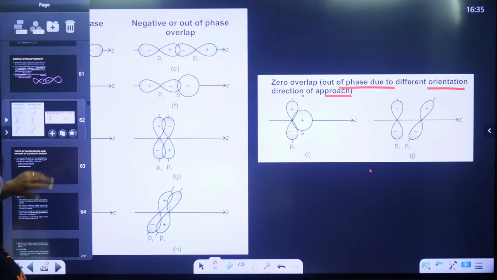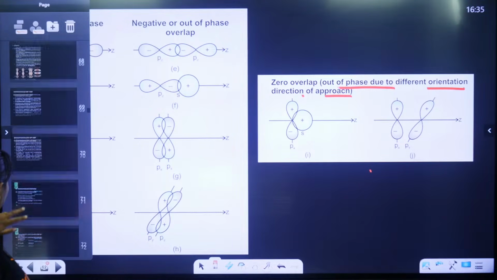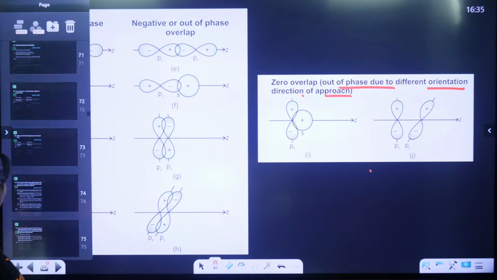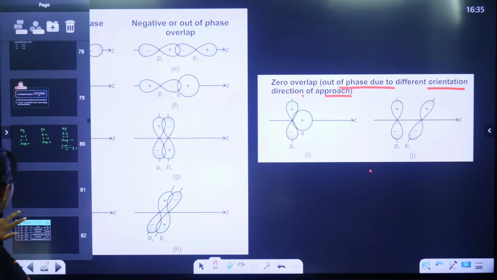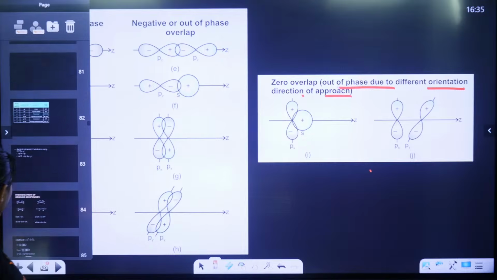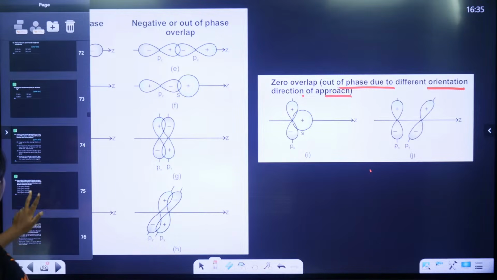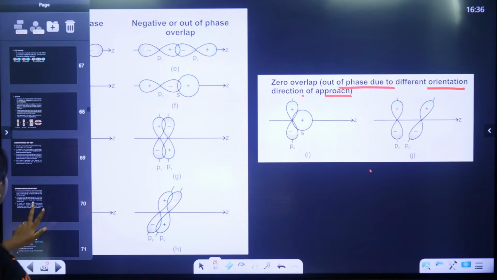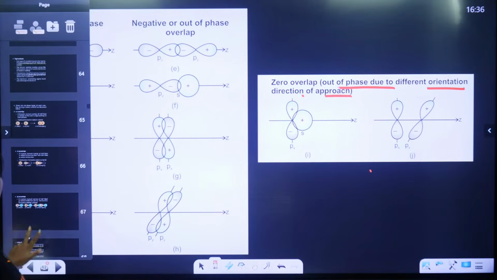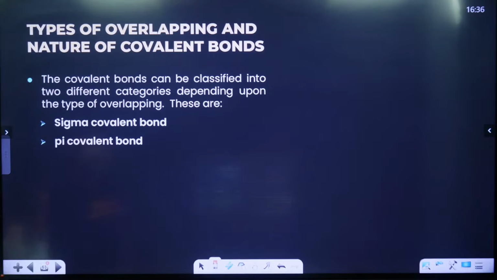Then we are moving to the type of overlapping and nature of covalent bonds.